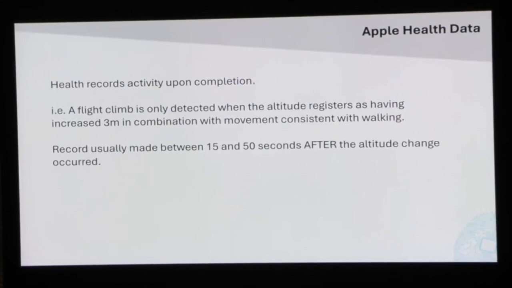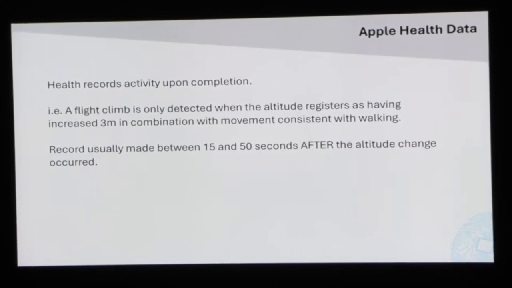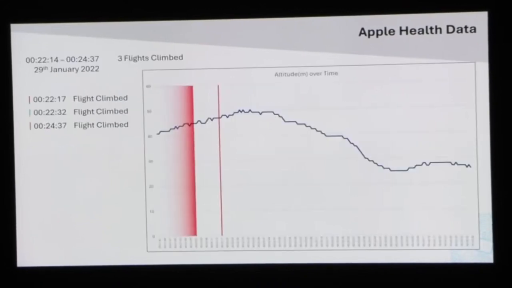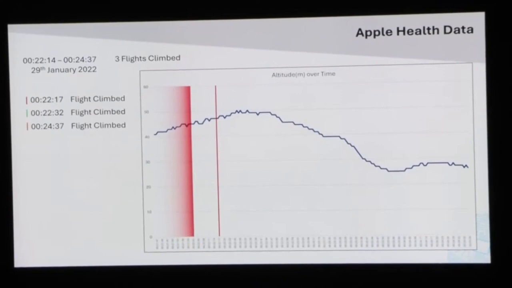I tested approximately 8 different phones, different models, different versions of iOS, and found that on average, there was a time difference between 15 and 50 seconds between when I physically stopped walking up a flight of stairs and when the record was made. So it's just based on the time that the device takes to pull the altitude, detect that an altitude difference has occurred, and then write the data to the database. So then I took that average data between 15 and 50 seconds and plotted it onto this graph, which also plots the altitude of the device over time.